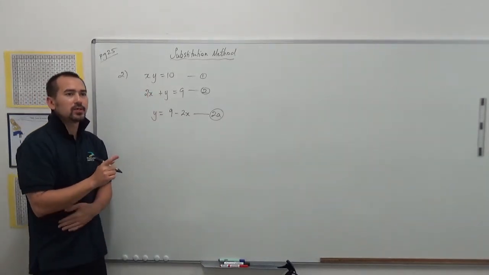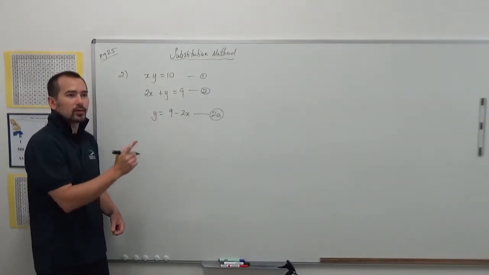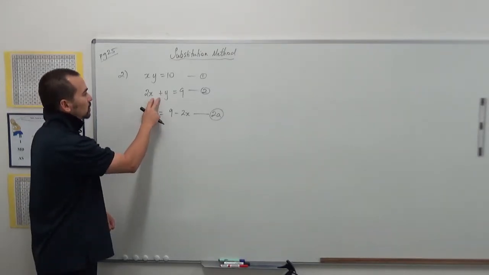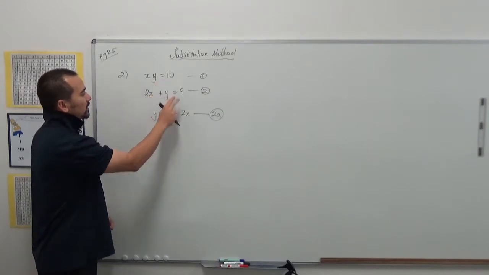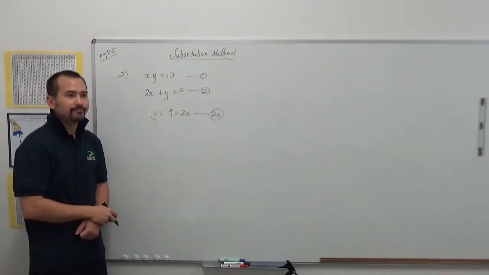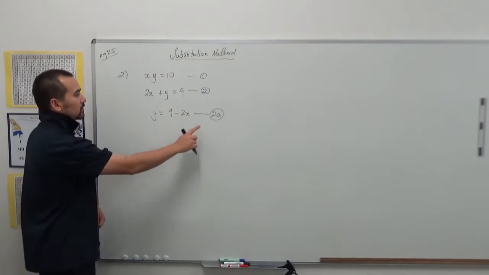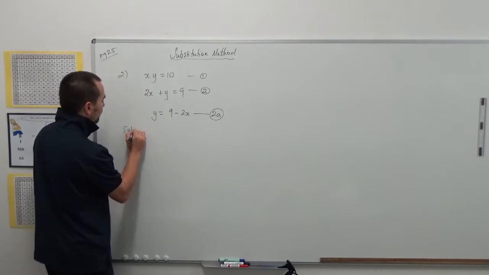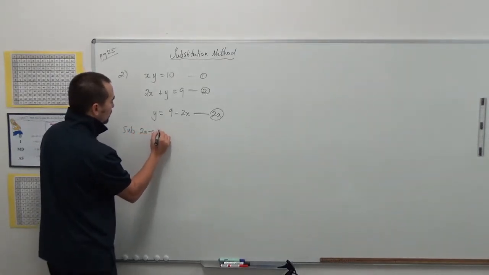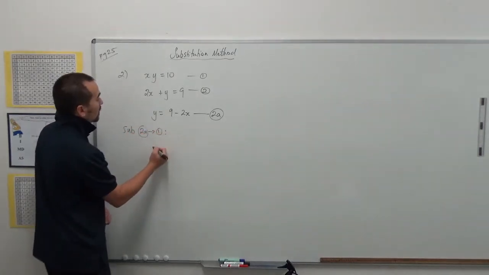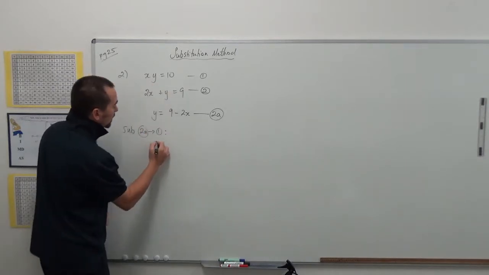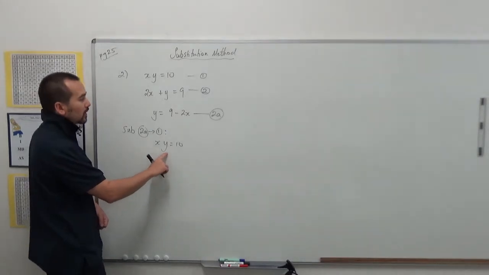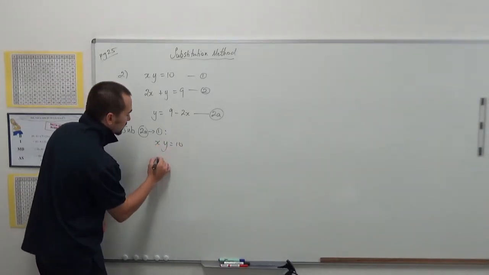Do I want to substitute equation 2a into equation 1, or do I want to substitute equation 1 into 2a? 2a into 1. Okay, so if here's equation 1, then what it'll look like is x times y is equal to 10, but I'm not going to write y this time, I'm going to write 9 take away 2x.